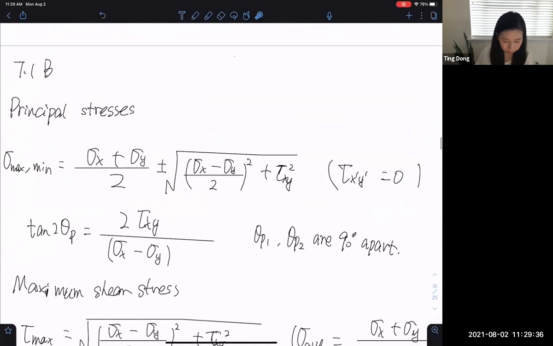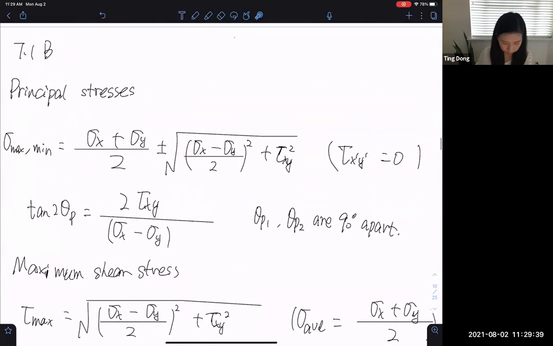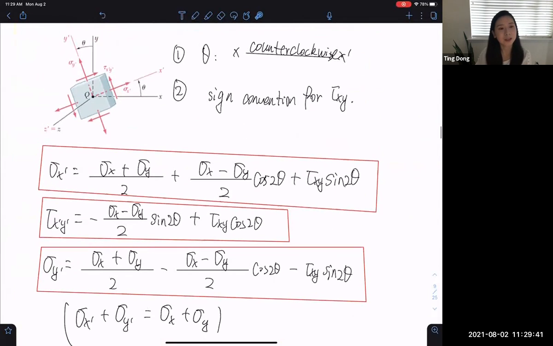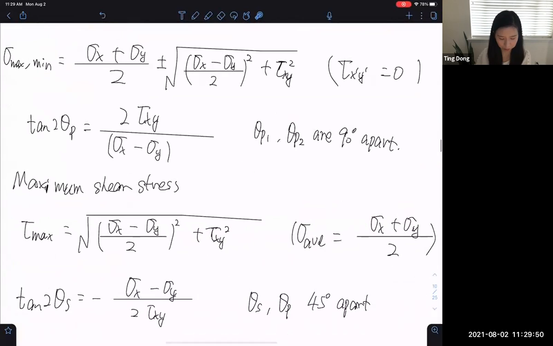So the second method is, oh, sorry, this is not principal. So this is rotating any random angle. So given the angle, what is sigma x prime, sigma y prime? I think I said something wrong.